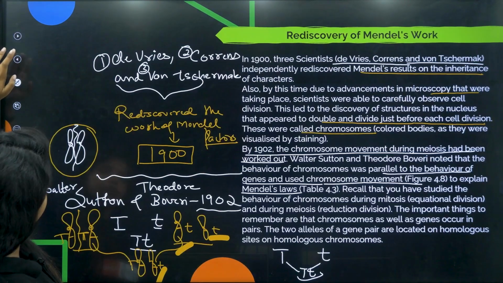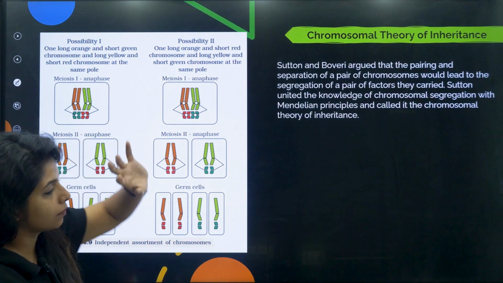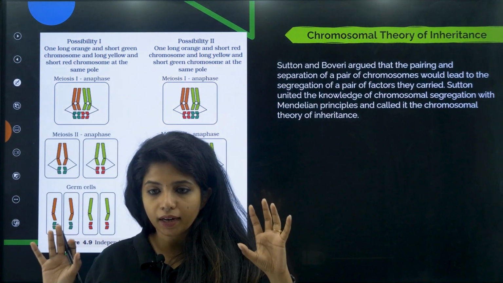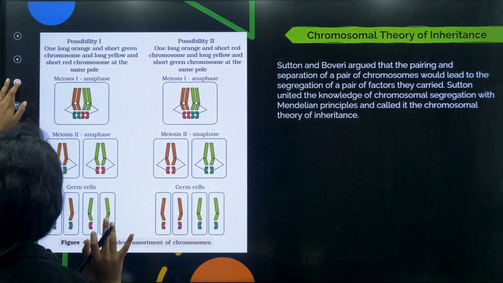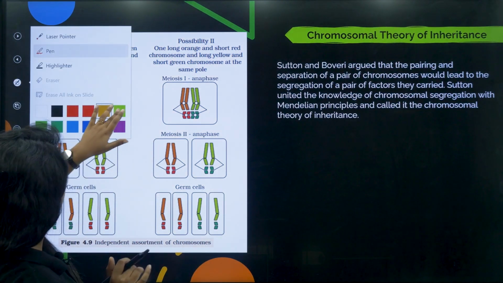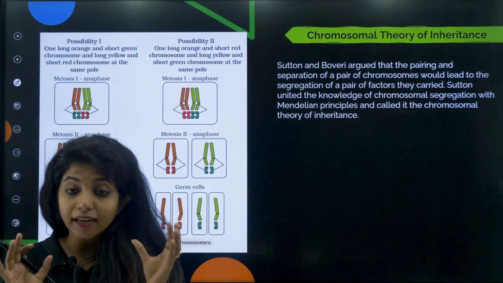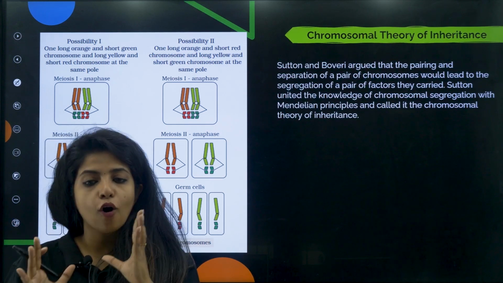Okay, I didn't put it. Okay, so that was the thing, right? Now according to Sutton and Boveri, they wanted to put down certain things there. So they put down their findings and named it the chromosomal theory of inheritance.